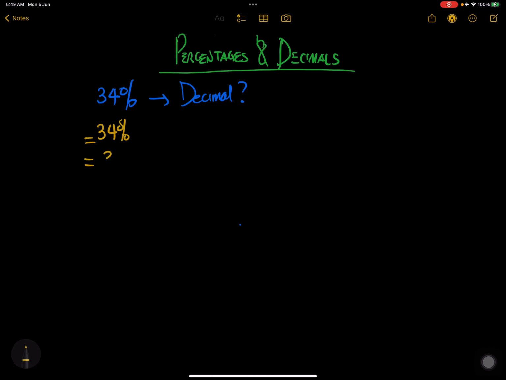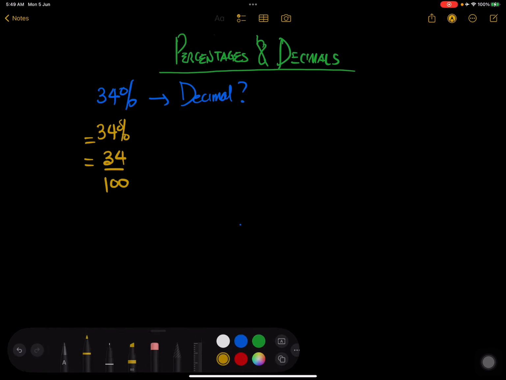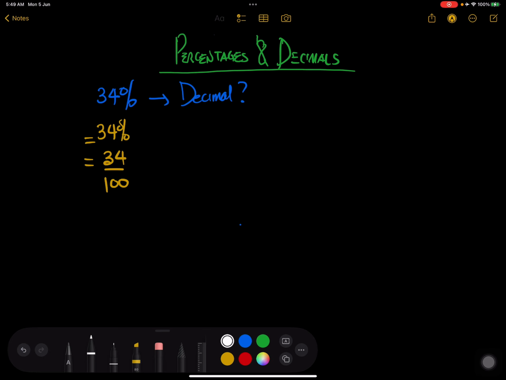as a fraction. How do we do that? It is 34 divided by 100. Remember that: to convert a percentage into a fraction, we divide by 100. But to convert a fraction into a percentage, we multiply by 100%. Here we started off with a percentage, so to convert 34% to a fraction, we divide by 100. So 34% is equal to 34 divided by 100.